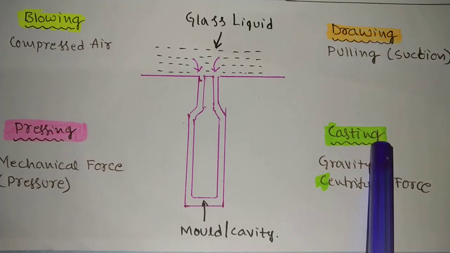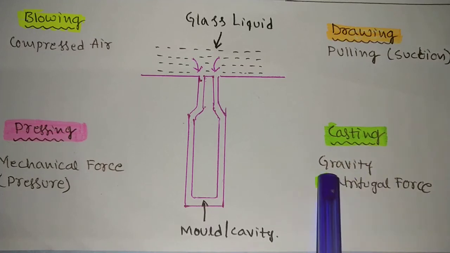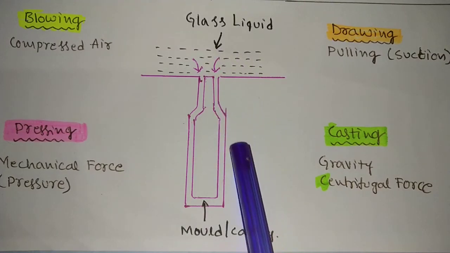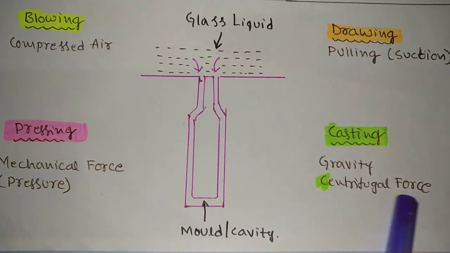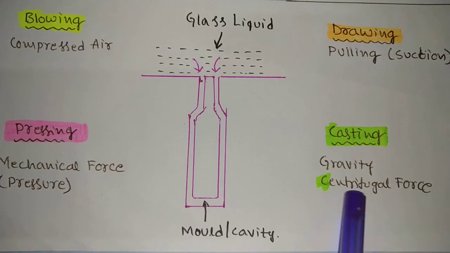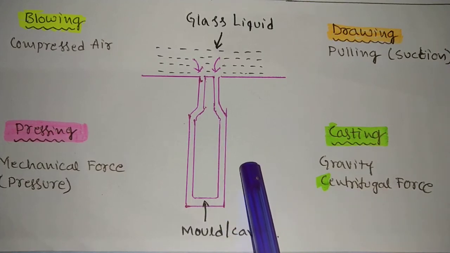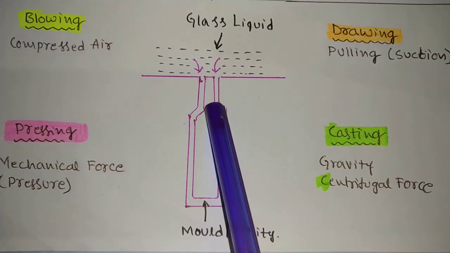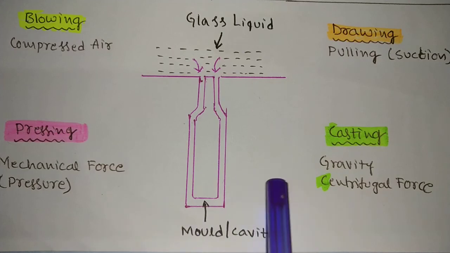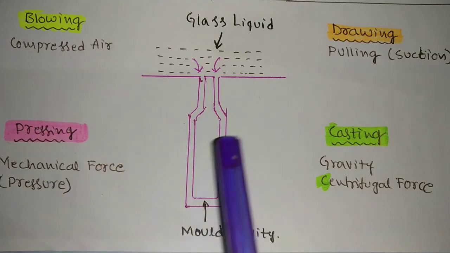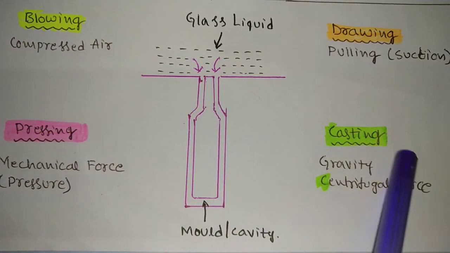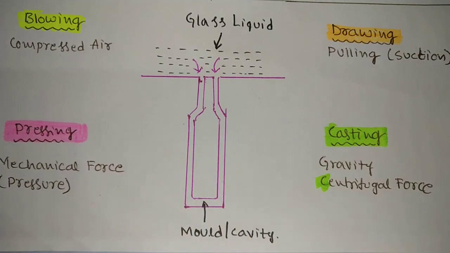In casting, earth's gravity is more than sufficient for the glass liquid to enter the cavity. Sometimes we can use centrifugal force also. If you apply centrifugal force here, the glass liquid will automatically enter the mold. Later the same process, you have to go for cooling. When you cool, the liquid glass gets converted into the solid shape. These four types are very important for the examinations.